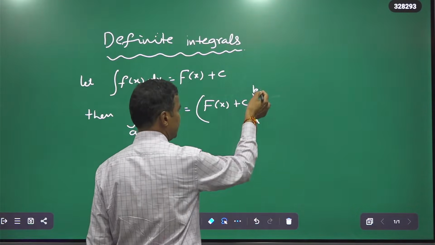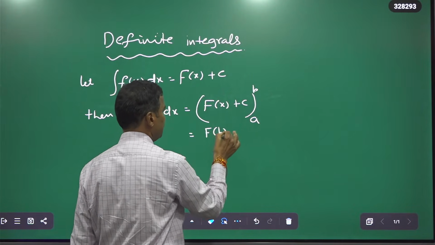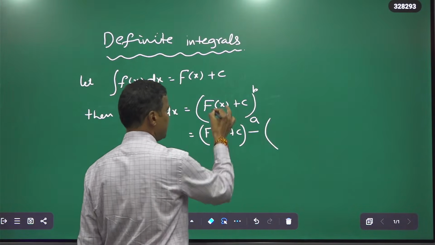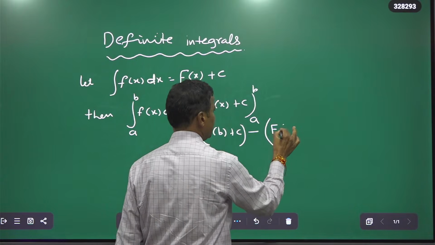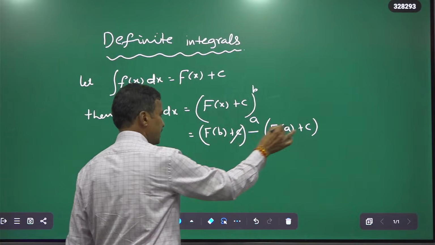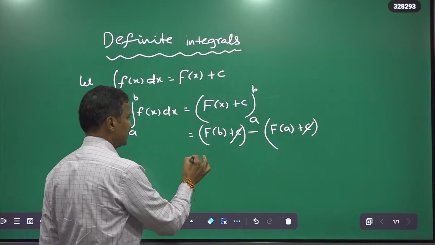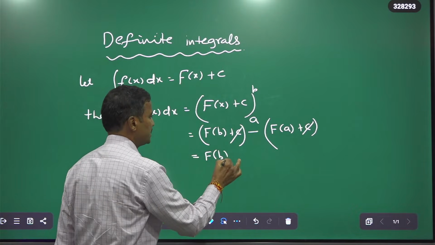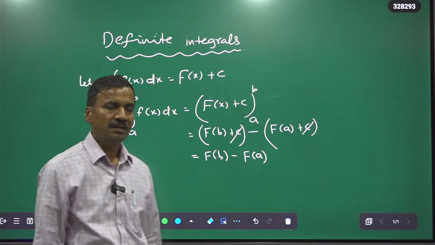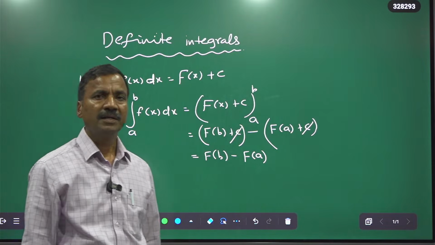So by substituting the upper limit, x is equal to b, it is F of b plus c, minus the lower limit, x is equal to a, which gives F of a plus c. Here c is the constant of integration, so they get cancelled. Therefore, that is equal to F of b minus F of a. This is called the definite integral of the function f of x over the interval a to b.